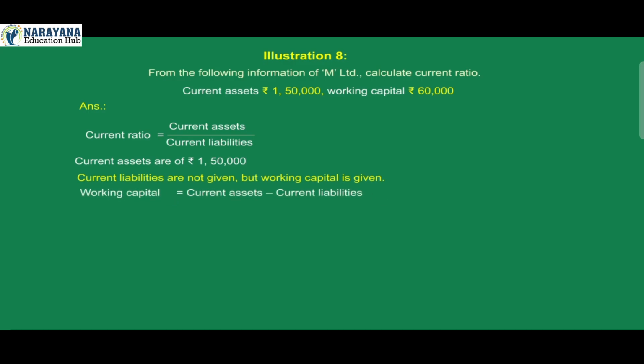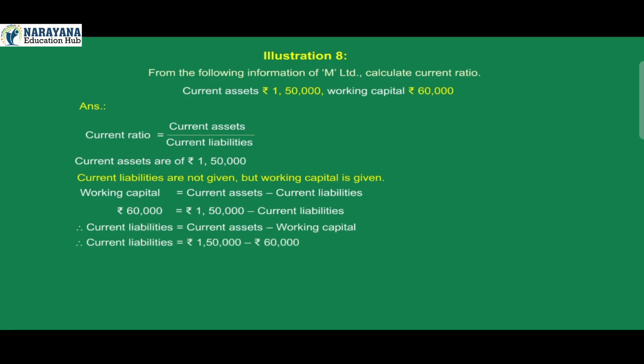Working capital is equal to current assets minus current liabilities. Rupees 60,000 is equal to rupees 1,50,000 minus current liabilities. Therefore, current liabilities is equal to current assets minus working capital. Therefore, current liabilities is equal to rupees 1,50,000 minus rupees 60,000. Therefore, current liabilities is equal to rupees 90,000. 1,50,000 divided by 90,000 is equal to 1.67:1.